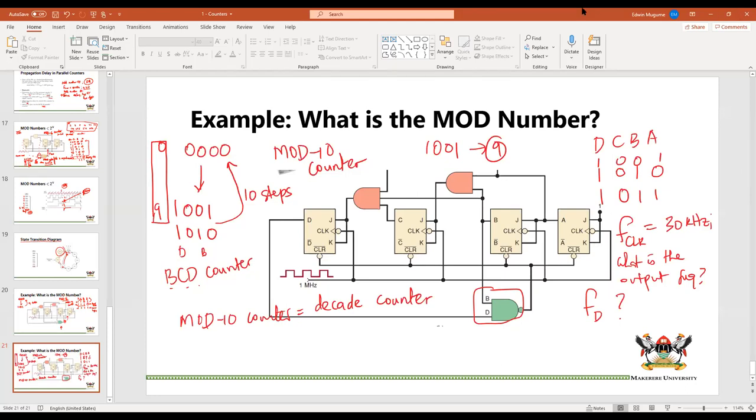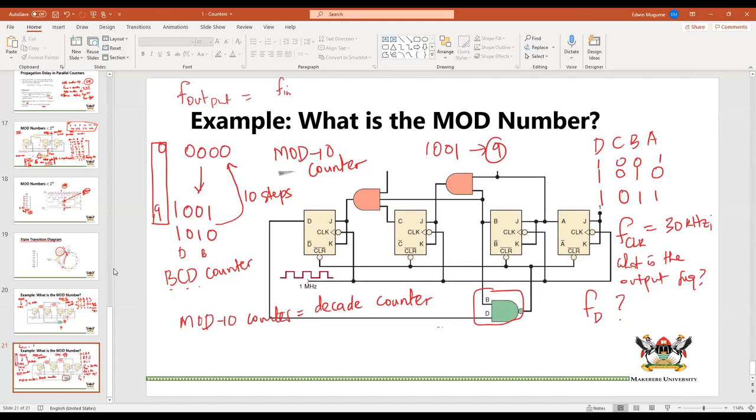Do we have an answer? Okay, Mary Okello is right. All of you are right. 3 kilohertz, because we know generally that output frequency is the same as input frequency over mod number, as simple as that. Even before, when we had mod 16 counters, we were taking the F clock over 16 to get the output FD. So in this case, it's 30 over 10, which is 3 kilohertz.